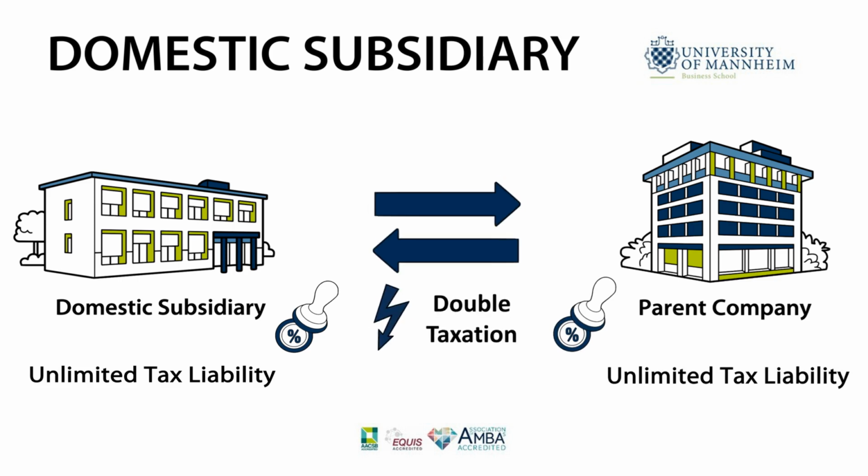If there are intercompany capital flows between the subsidiary and the parent, such as dividends, double taxation may occur. If the profits of the subsidiary are retained, there is only one level of taxation.